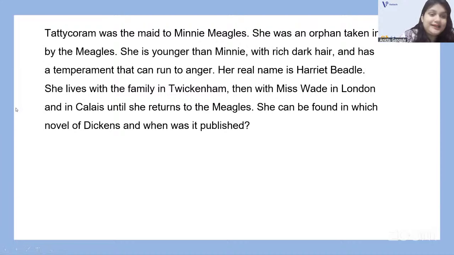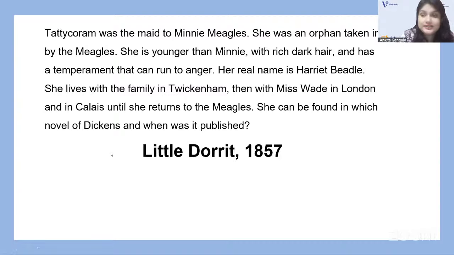This character of Tattycoram, who was a maid to the Meagles, can be found in Dickens's Little Dorrit, and Little Dorrit was published in 1857, the year of the Sepoy Mutiny. Remember 1857?